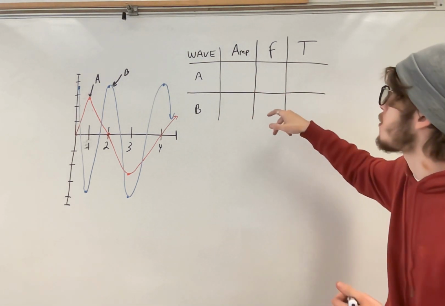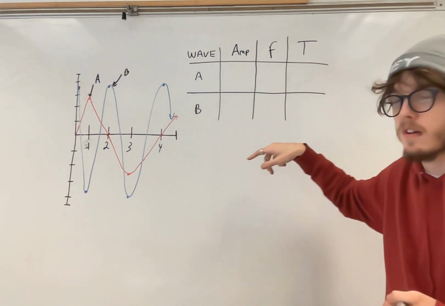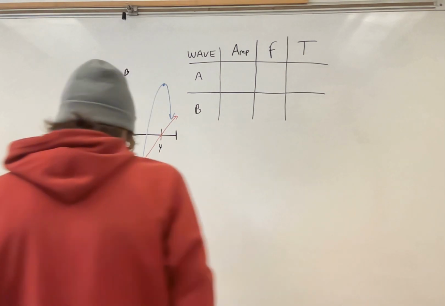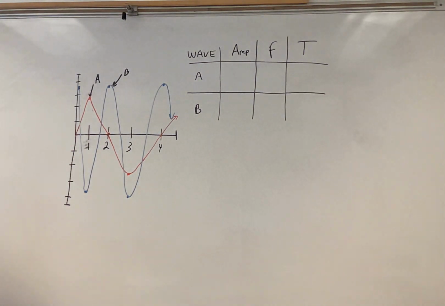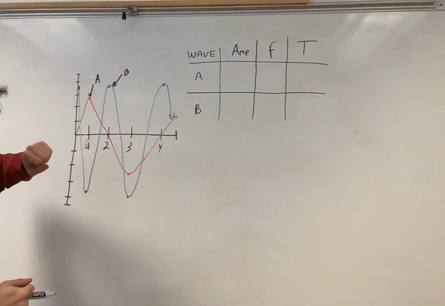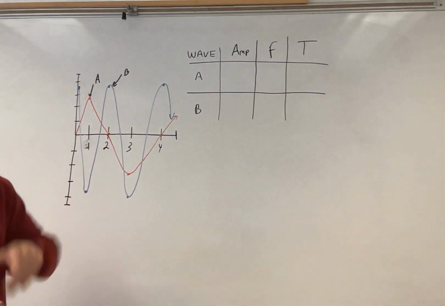And we are asked to solve a couple of problems here. What is the amplitude of each wave? What's the frequency? And then what's the period of the wave? Okay, so just some basic simple harmonic motion questions. How do we go about it? So wave A is the red wave, and wave B is the blue wave. And we're asked about the amplitude.